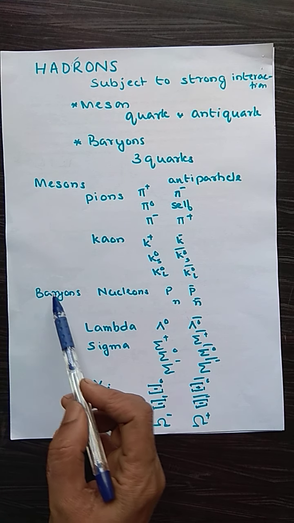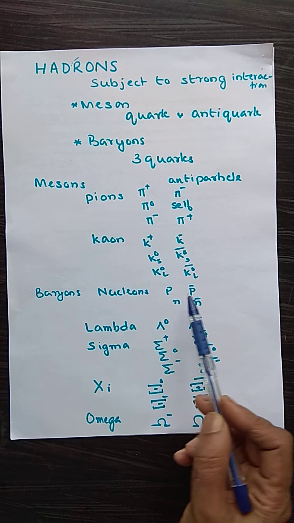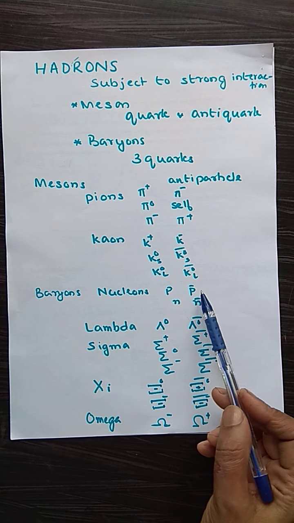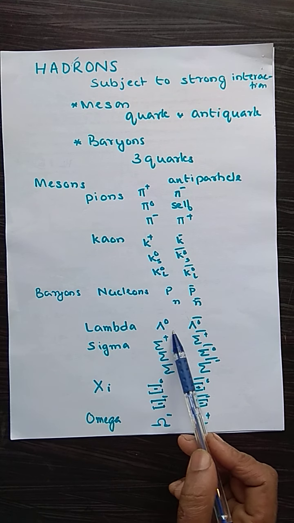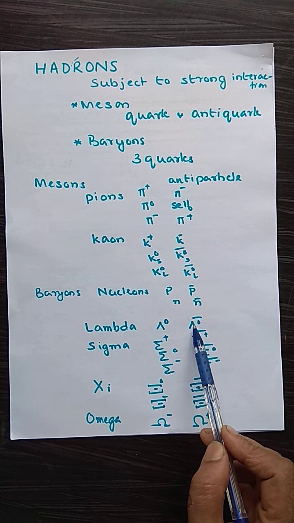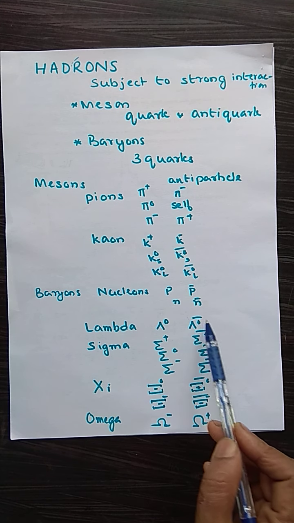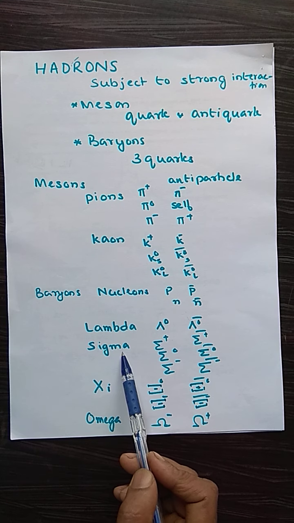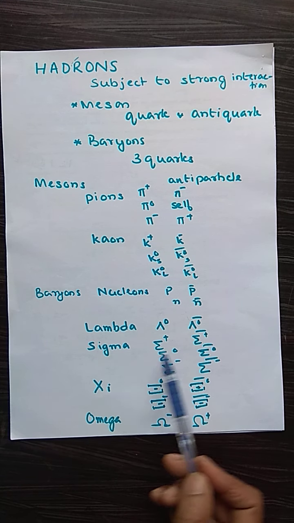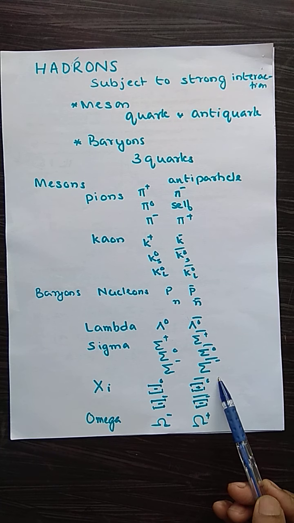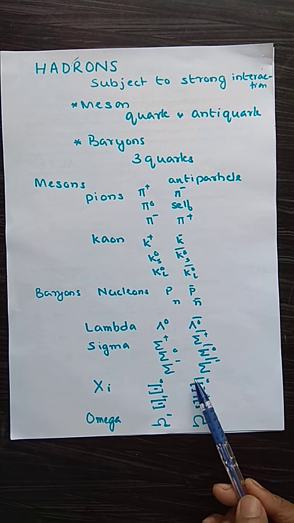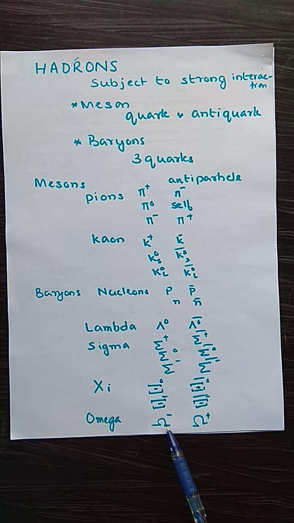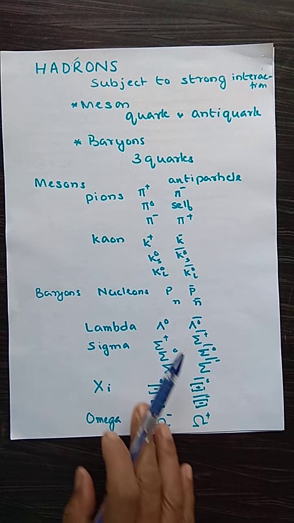Then baryons. In baryons you have nucleons, which consist of protons and neutrons. Their corresponding antiparticles are antiproton and antineutron. Then the lambda particle, which consists of lambda 0 and its antiparticle lambda 0 bar. Bar denotes the antiparticle. Then sigma. All these we have discussed in our classification. Sigma particles: sigma plus, sigma 0, sigma minus, and their corresponding antiparticles. Xi particle: xi 0 and xi minus, and their corresponding antiparticles. With a bar you designate the antiparticle. Then omega minus is a baryon, and its antiparticle is omega plus.